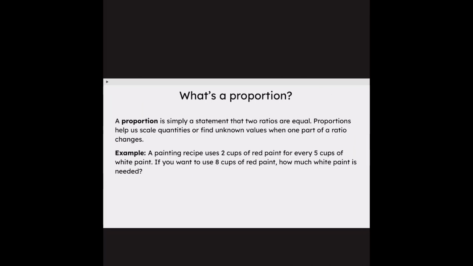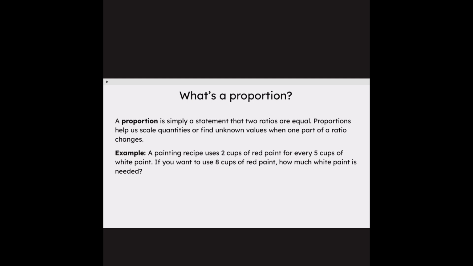What is a proportion? A proportion is simply a statement that two ratios are equal. Proportions help us scale quantities or find unknown values when one part of a ratio changes. So, in other words, given one ratio and we want to scale it up or down, we want to know what is the equivalent quantity on the other side. So let's look at an example.